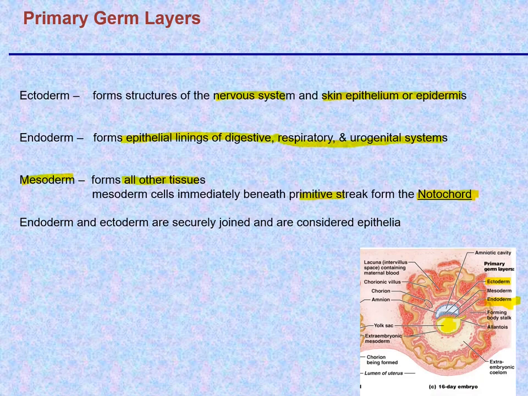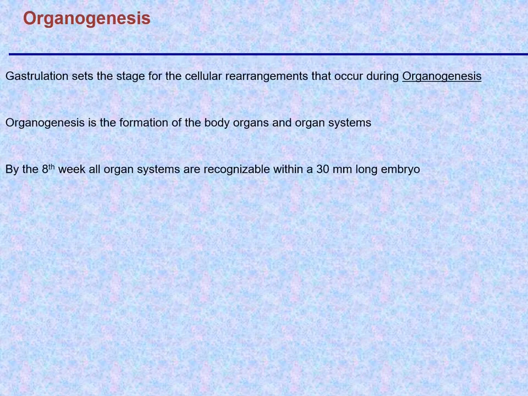So the endoderm and the ectoderm are both considered to be epithelial tissues. So anything derived from them would be epithelial tissue. You have the skin epithelium and the epithelial lining of what will be the internal digestive, respiratory, and urogenital systems that are forming surfaces with the outside. So gastrulation then proceeds to move on to organogenesis. And in organogenesis, you get formation of organs and organ systems.